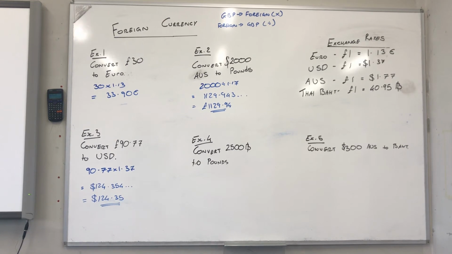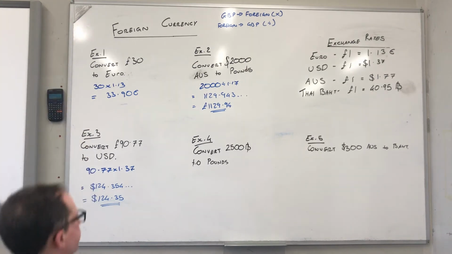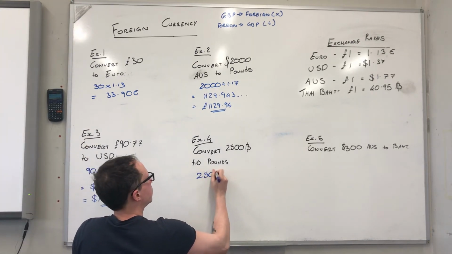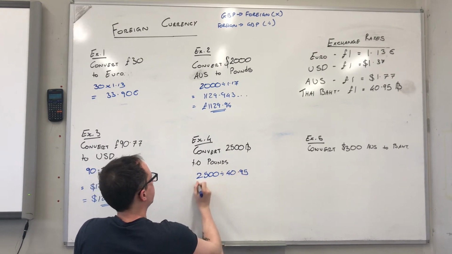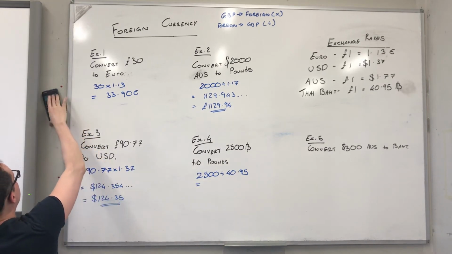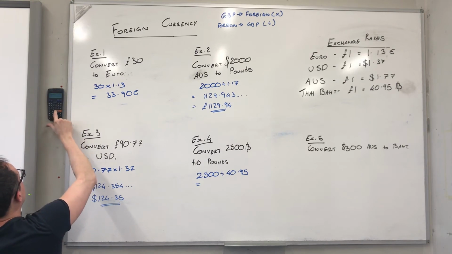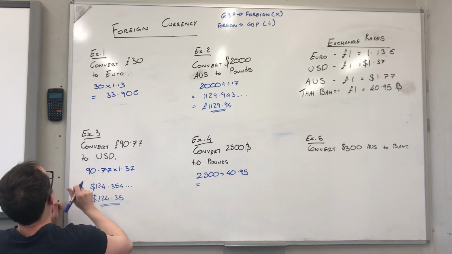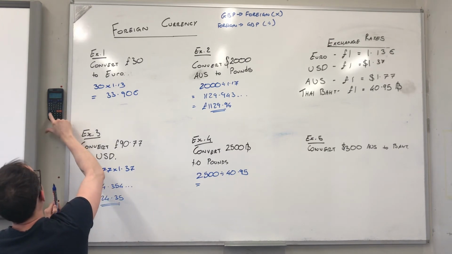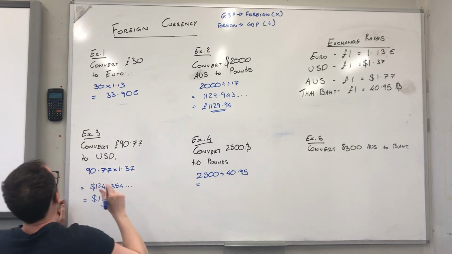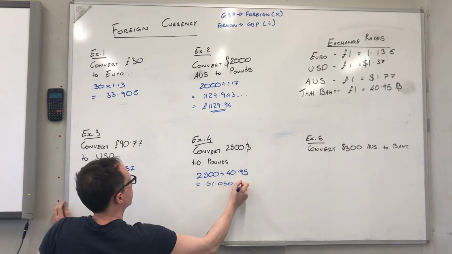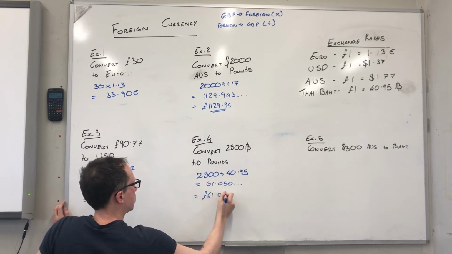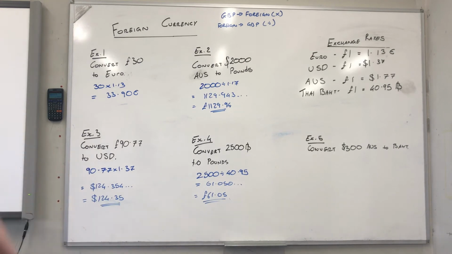Okay. So we need to convert 2,500 baht to pounds. So baht is 40.95. So I'm going to divide. Hopefully you can see there that I got 61.050, which then rounds to £61 and 5 pence. And so that's what 2,500 baht is.